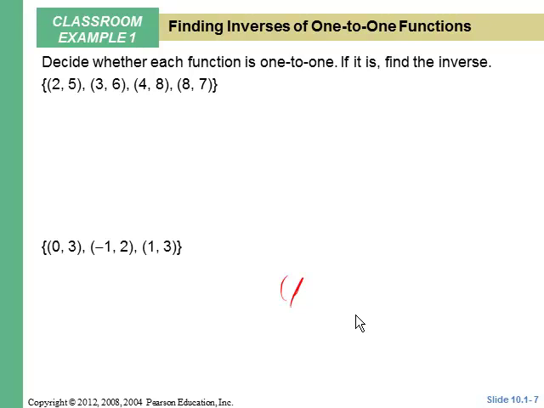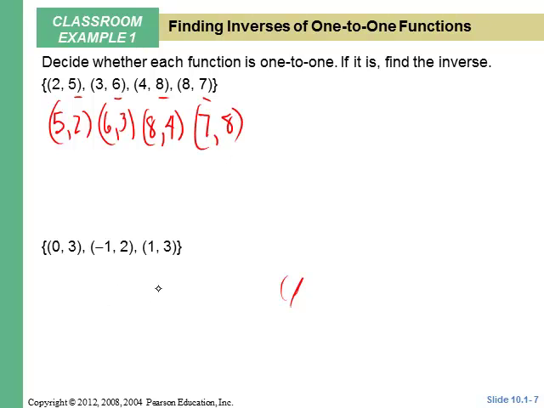Okay, so is this a one-to-one? Each value of y has only one value of x, so yes it is, and that inverse would be 5, 2, 6, 3, 8, 4, and 7, 8. This is not a one-to-one because the value 3 has two different choices when you go in the reverse direction. It is a function because each value of x has only one value of y, but each value of y does not have only one value of x.